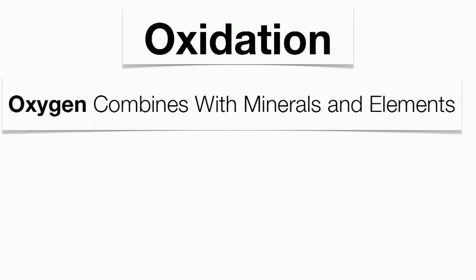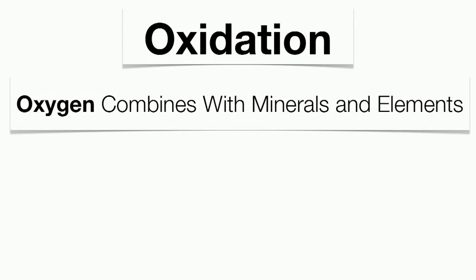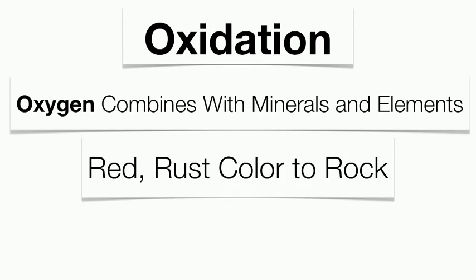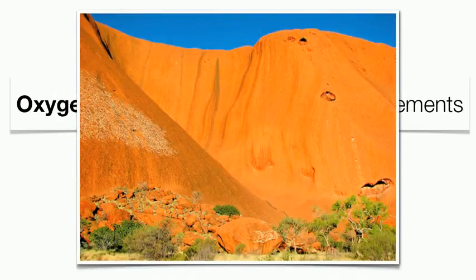So the name of the type of weathering that we're going to talk about actually gives you a clue about what attacks the rock itself. In oxidation, oxygen combines with the minerals and elements within the rock and produces a red rust color to the rock, a beautiful, beautiful red color. The reason is because of the iron within the rock. The iron and the oxygen really attack each other, and it ends up being a very red, rusty color, much like the red rock in Sedona.